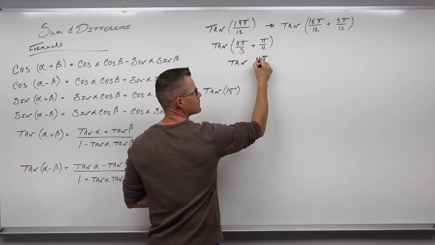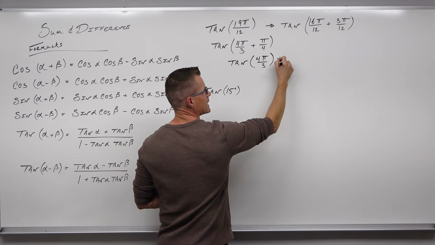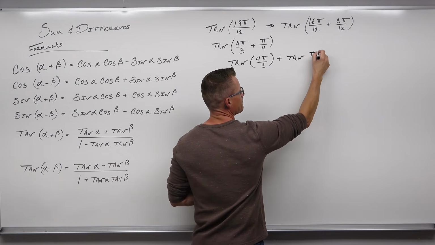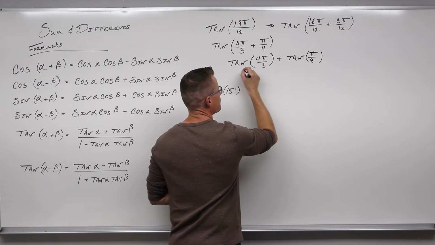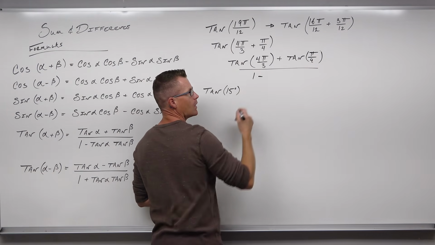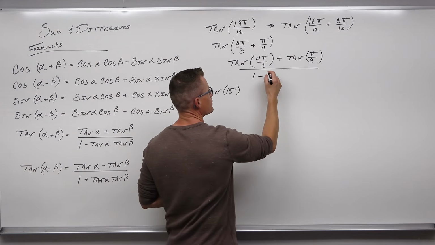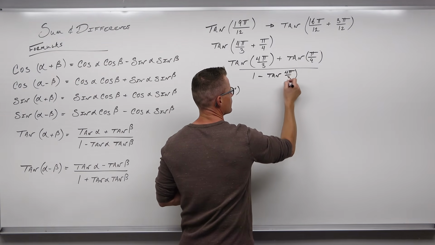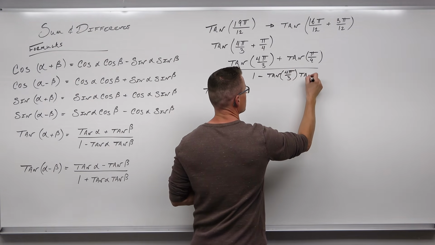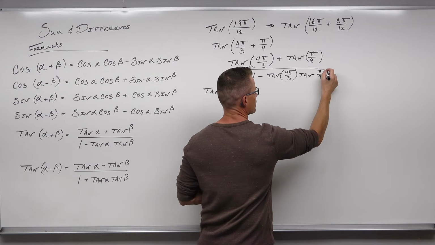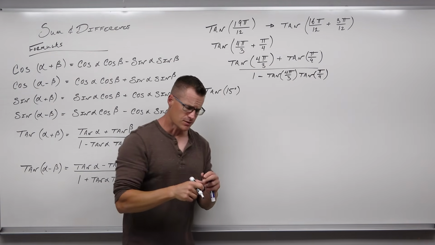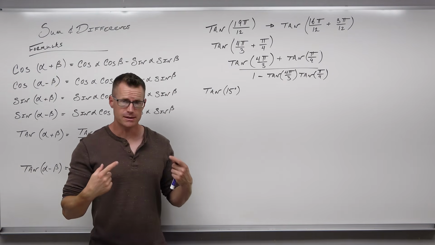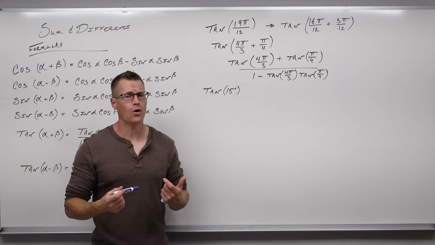Tangent first plus tangent second over 1 minus tangent of them both. All that's left to do now is take out the unit circle, take out your table, whatever you want to do, and figure out the exact representations of those, because those are all on our unit circle.